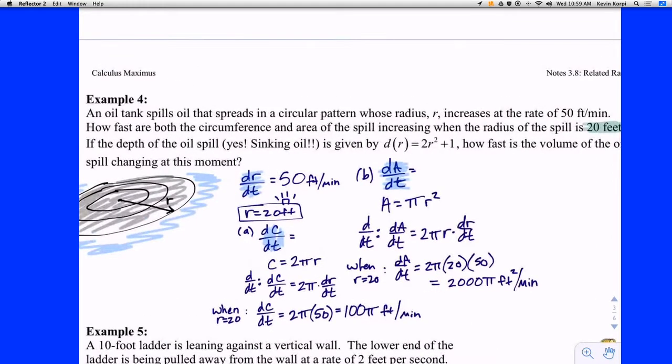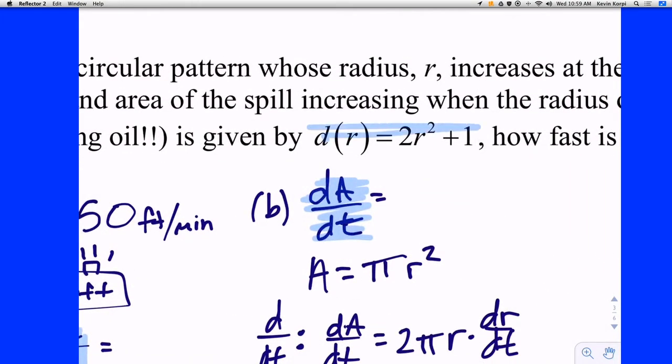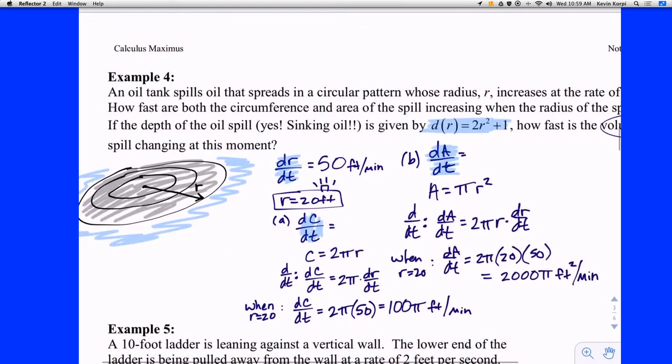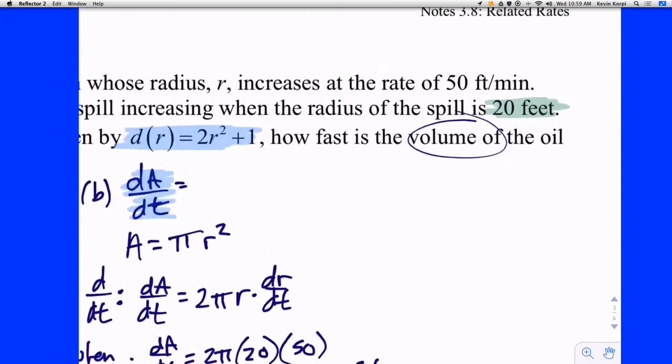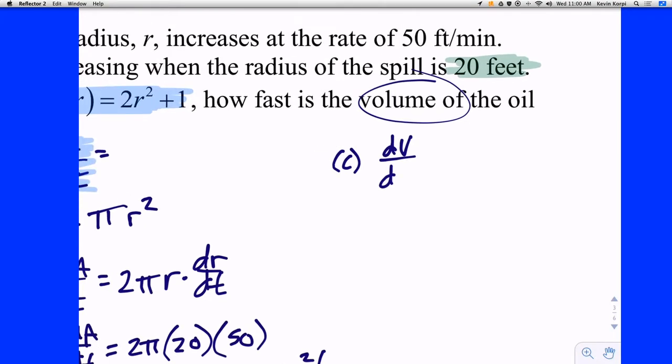If the depth of the oil spill, yes, sinking oil, is given to be this. Now notice it's a variable equation. If the depth of the oil is given as a function of the radius, that's very convenient, okay? 2r squared plus 1. How fast is the volume of the oil spilling at that exact same moment? Well, that's interesting. I am going to call this part C, and the rate of change of the volume, I'm going to go ahead and take the liberty again of calling the volume V. So I'm looking for dV/dt.